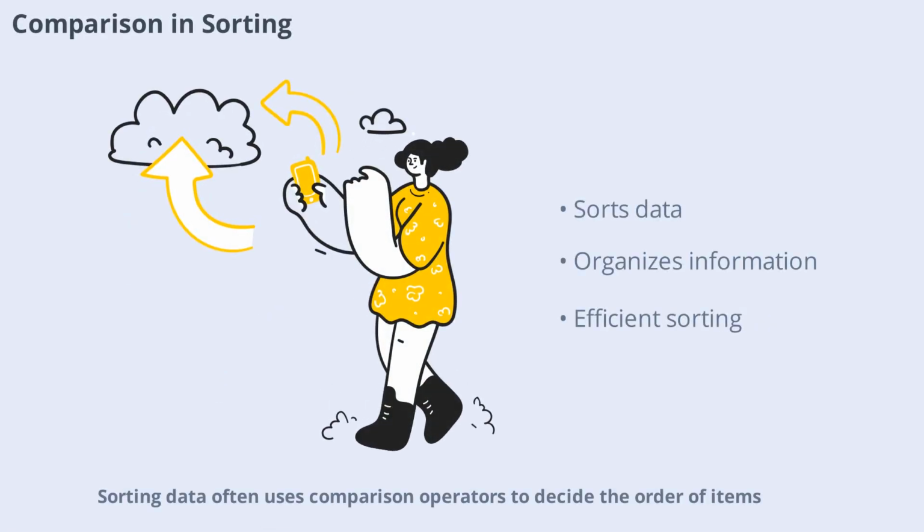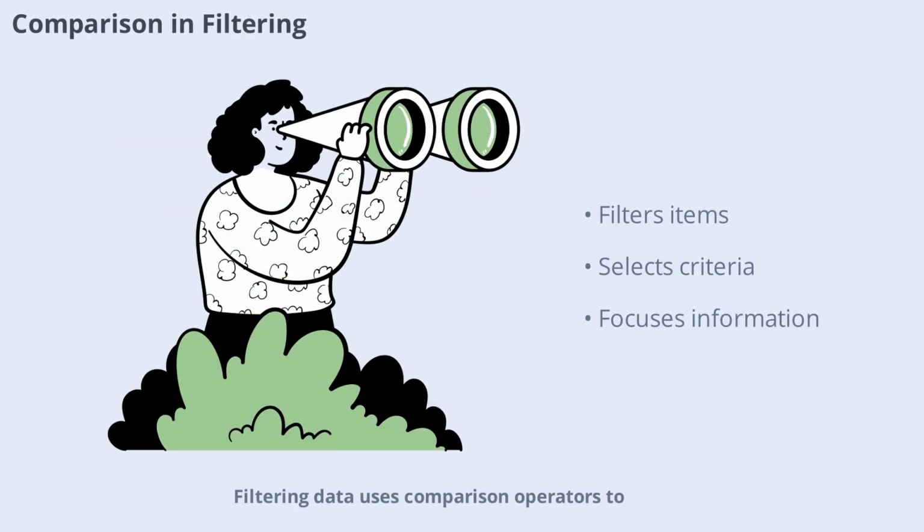Sorting data often uses comparison operators to decide the order of items. For example, you might compare numbers to sort them from smallest to largest. This is a common task in programming and helps you organize information efficiently. Filtering data uses comparison operators to select items that meet certain criteria.